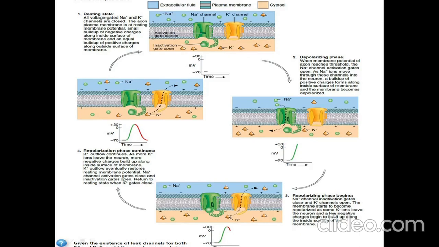Now the second one is the depolarization phase. It means the opening of the sodium channel. See, the sodium channel gets open and causes the influx of sodium. It means the sodium goes inside the cell and the cell gets positively charged. Next one is the repolarization phase. In the repolarization phase, there is closing of the sodium channel and opening of the potassium channel, and they cause the efflux of potassium. It means the potassium goes outside and the cell gets negatively charged.